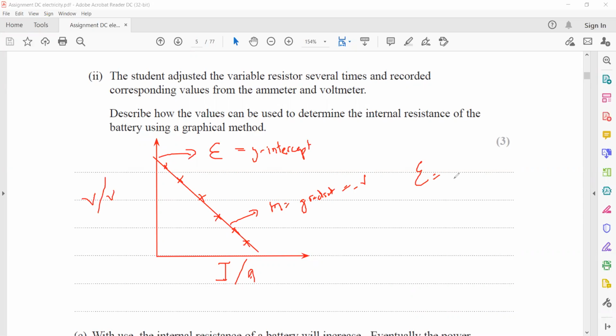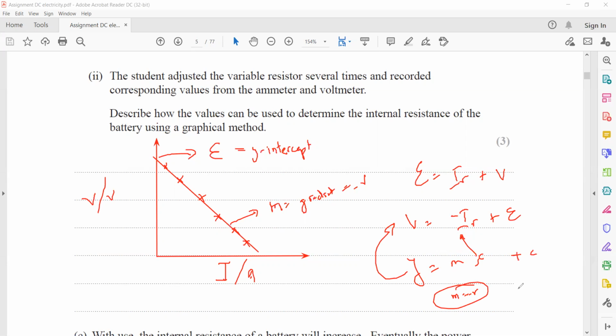As we know, EMF is equal to V plus Ir. When we rearrange the equation, we can say V is equal to minus Ir plus EMF. Then we compare y equals mx plus c. On the y-axis we have voltage, on the x-axis we have the current. So our gradient will be minus r and the y-intercept is equal to EMF.